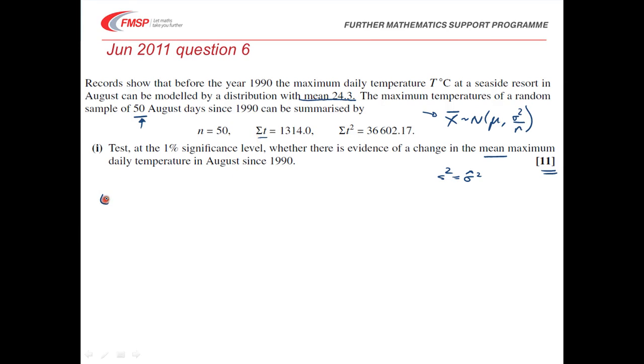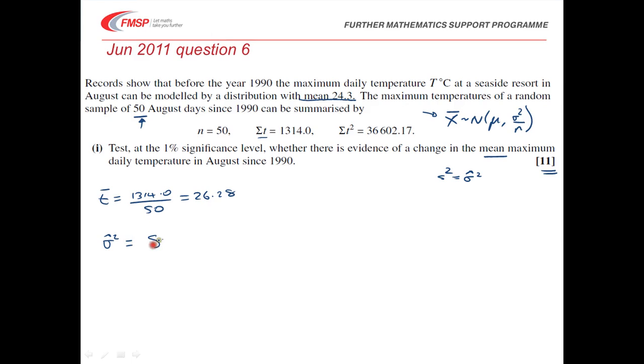So I can work out T bar. T bar is going to be 1314.0 over 50, which works out to be 26.28. And I also want to work out sigma squared. I'm doing an approximation of that, and there are lots of ways of doing this.